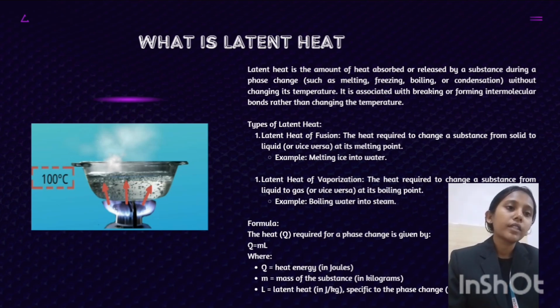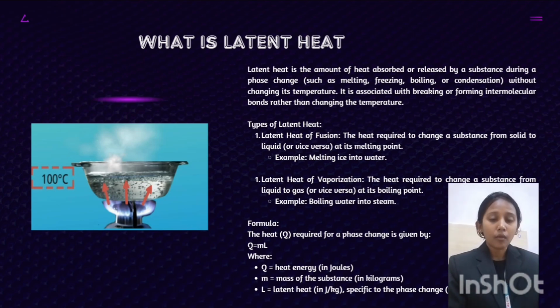The heat required to change a substance from solid to liquid at its melting point is the latent heat of fusion. An example is the melting of ice. It's a common example you may know. Second is latent heat of vaporization, the heat required to change a substance from liquid to gas at its boiling point. An example of this is boiling water into steam, as we can see everywhere in our daily life.